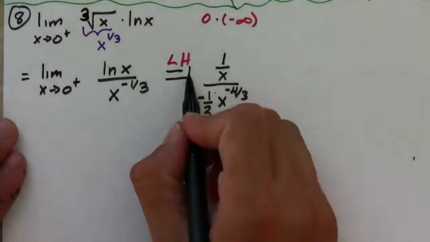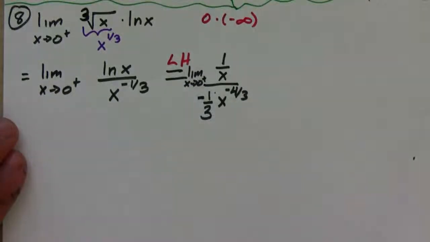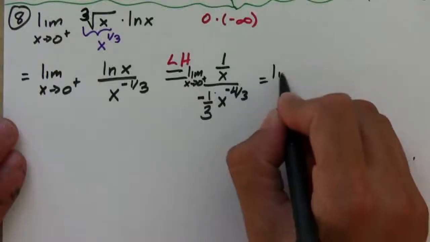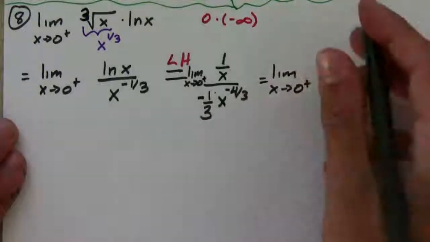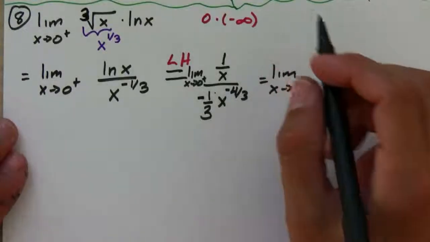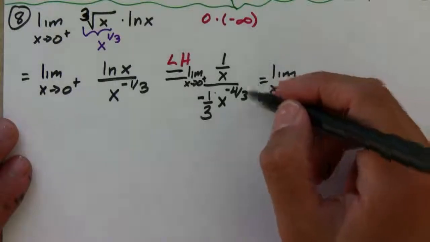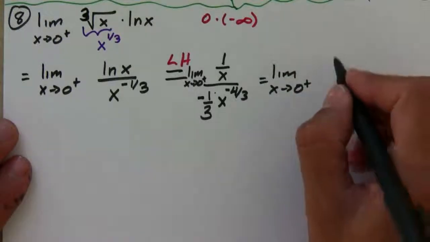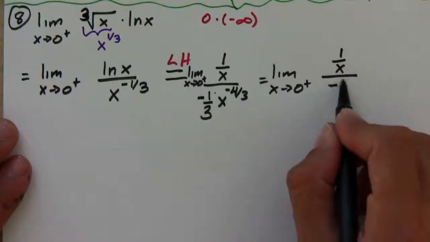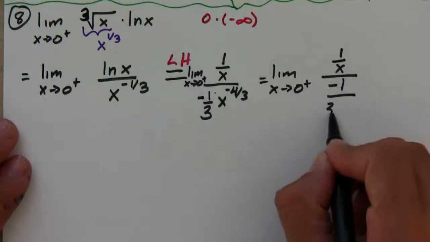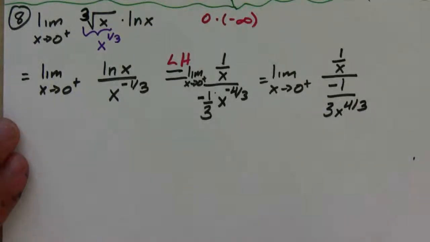And I forgot to write the limit again. Limit as x approaches 0 from the right. Sorry about that. Okay. And then if I simplify this, you get the limit as x approaches 0 from the right. Let me rewrite it as negative 1 over 3x to the 4/3, just to do one extra step for fun.